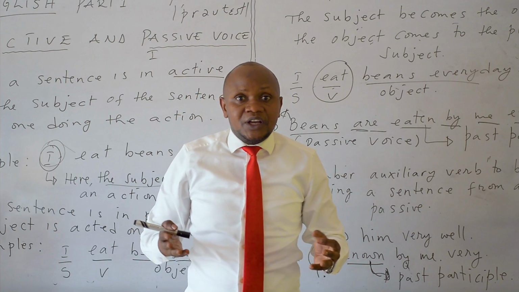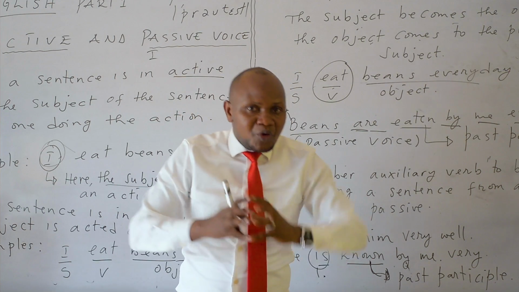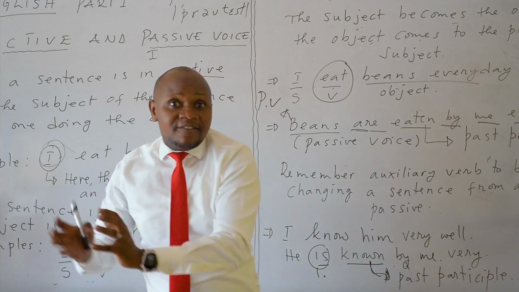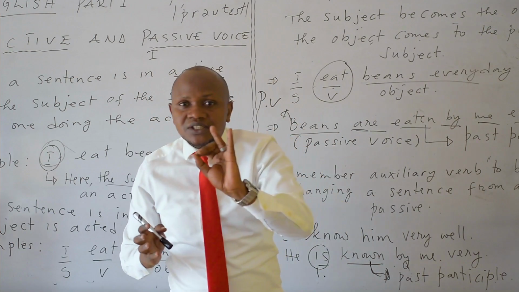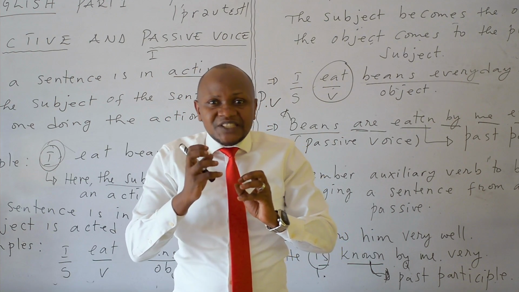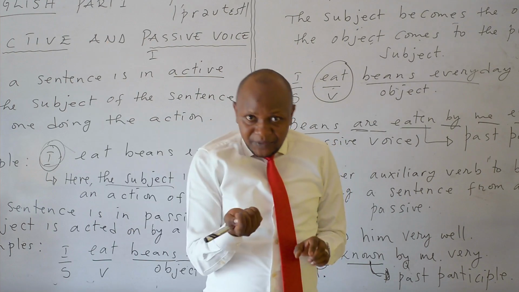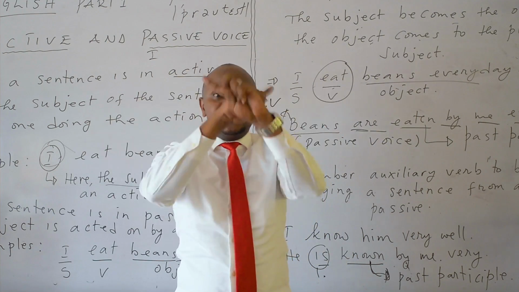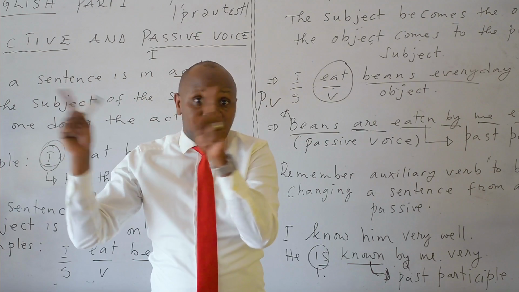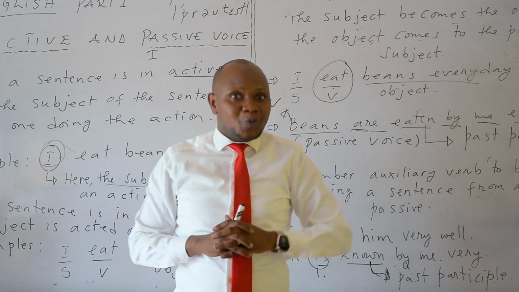Another example. We cook beans every morning. Beans are cooked by us every morning. All together. She speaks French very well. You will say French, because you are going into passive, you swap them. French is spoken, the past participle of verb to speak and verb to be, which is. French is spoken by her very well.